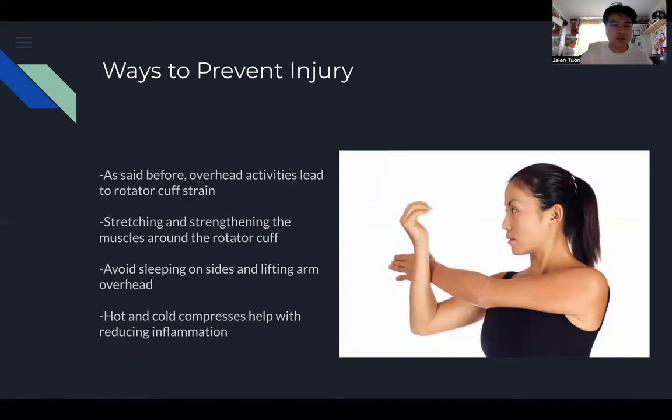Some ways to prevent injury. Overhead activities are one of the main causes of a rotator cuff strain. If possible, avoid those movements. Stretching and strengthening the muscles around the rotator cuff is also a great way to prevent it. And even the way you sleep, so avoiding sleeping on your side and lifting the arm overhead can be a good way to prevent injury to your rotator cuff. Hot and cold compresses help with reducing inflammation. So after a workout or an exercise, applying hot and cold compresses can help with reducing inflammation.